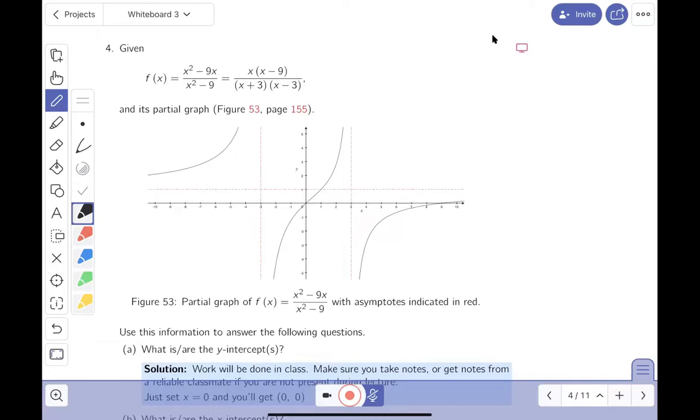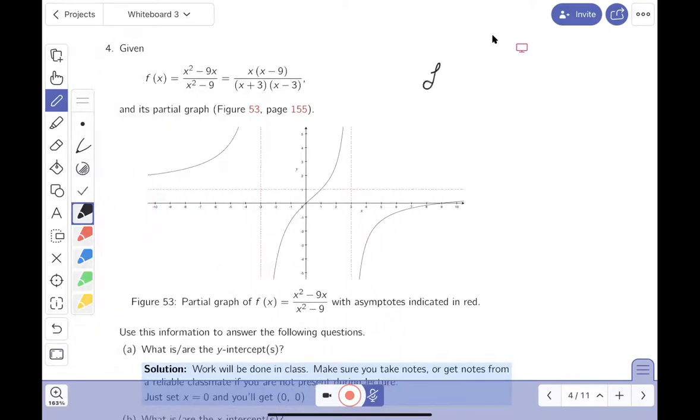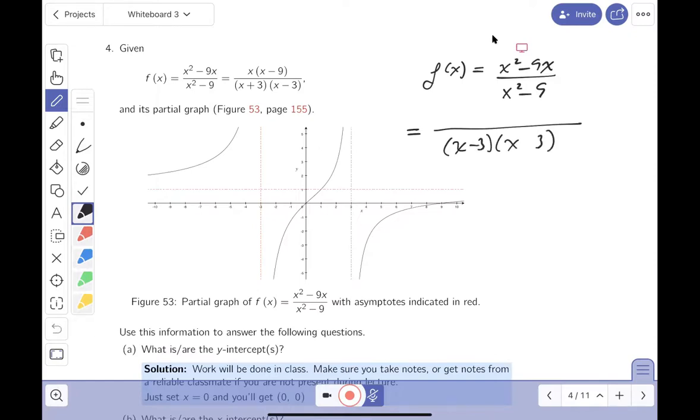Let me keep going. The first thing I would do is look at the function. If I were given the function f of x, and that function was x squared minus 9x over x squared minus 9, the very first thing I would do is factor the problem. And what would you get? The bottom's really easy: x plus 3, x minus 3. What's the top factor to? X comes out, and you get x minus 9.